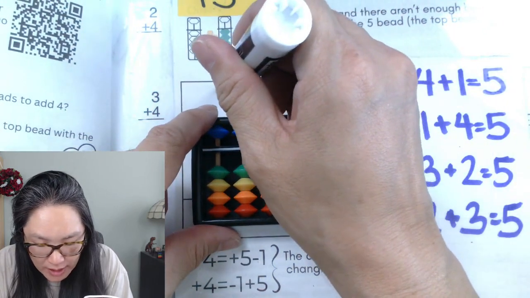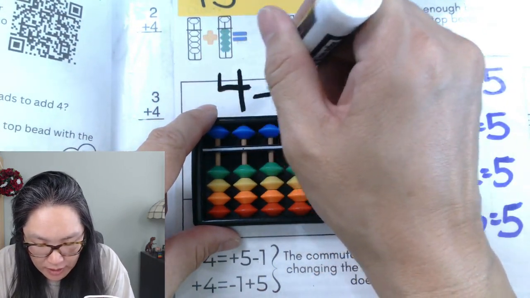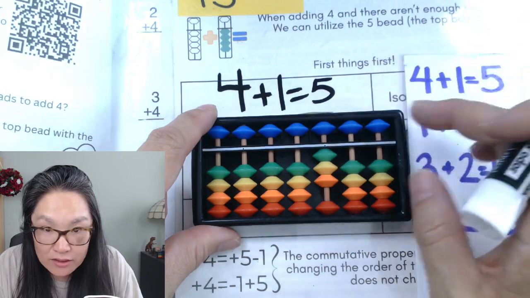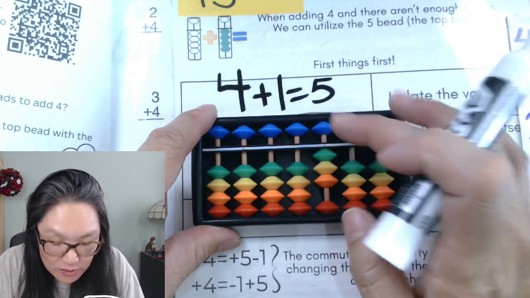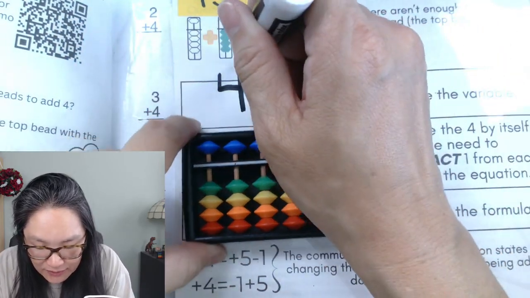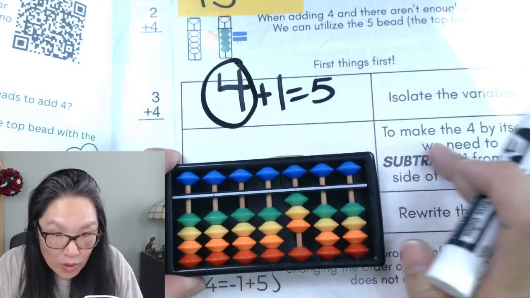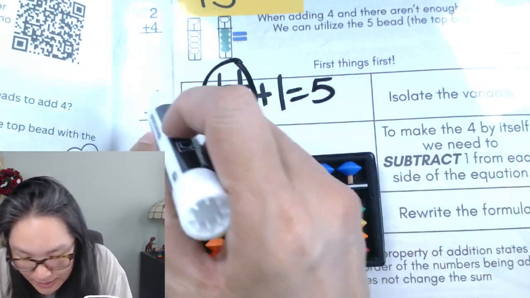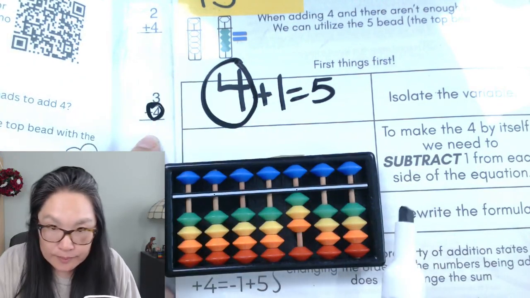This is a great concept to understand. Now, why are we using this? Because if you notice, we have this thing called the 5 bead. This 5 bead is what's going to work for us. So what we're going to do is we're going to isolate this variable. We're going to make it by itself. When we make it by itself, we want to subtract the 1. Why? Because we're trying to get to this.